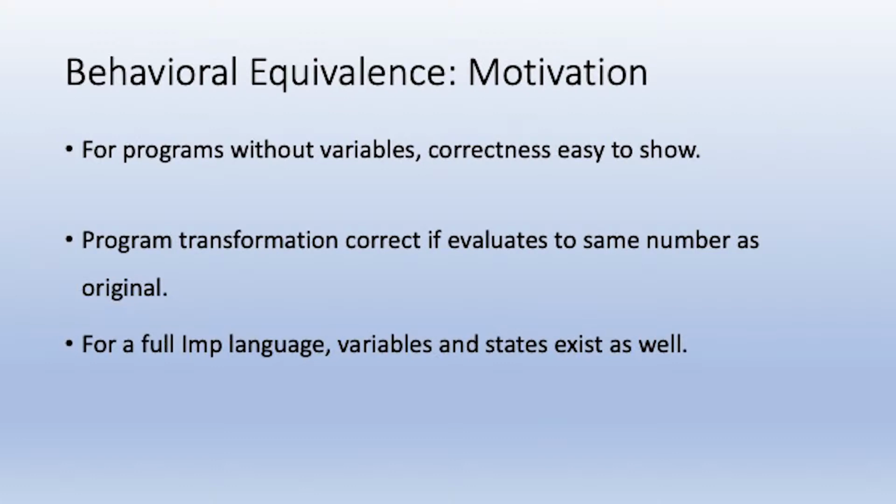The motivation for this topic in equivalence proofs that we're doing is a more advanced form of behavioral equivalence than we've seen before. Previously, for programs without variables, correctness through equivalence was pretty easy to show. All a program needed to do to show a transformation was correct was if two numbers evaluated to be the same number. For a full IMP programming language, though, you have to take into account variables and states as well, so that sort of simple transformation won't work.